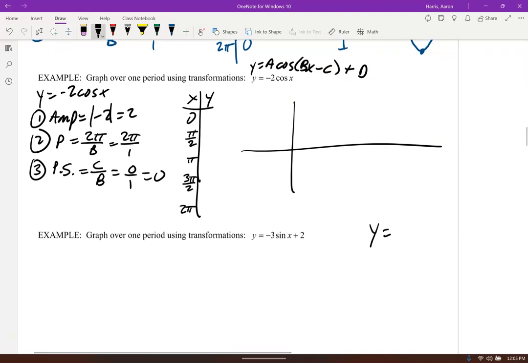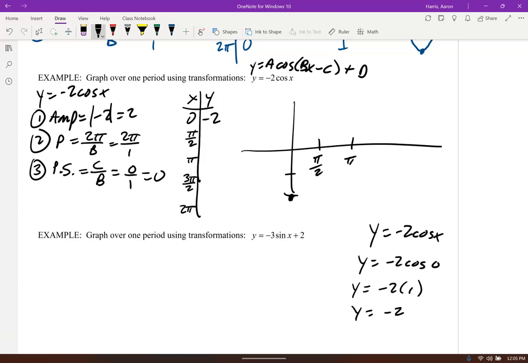So we got y equals negative 2 cosine of x. Let's throw in the 0. Well, the cosine at 0 is 1. So the first point is 0, negative 2. We plot that point, and we're throwing in pi halves, pi, 3 pi halves, 2 pi, and so on. Let's throw in pi halves now. Y equals negative 2 cosine of pi halves. I know the cosine at 90 degrees is 0. Negative 2 times 0 is 0. So we got pi halves, 0.